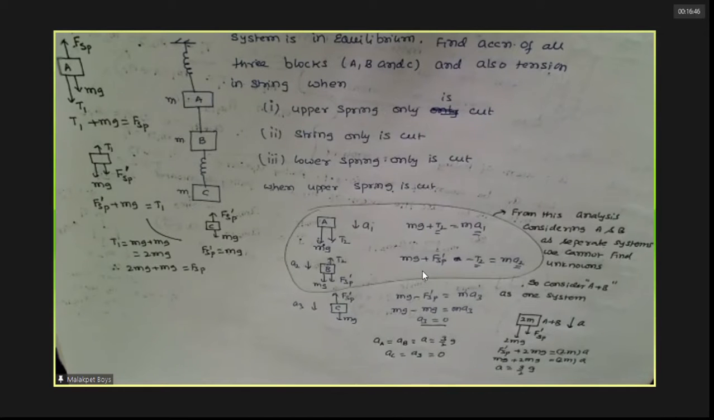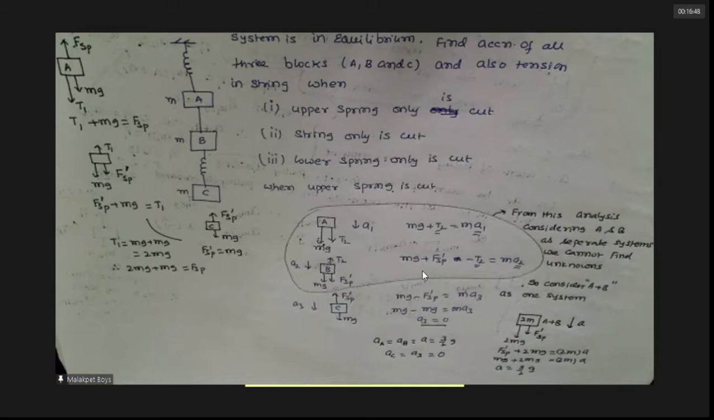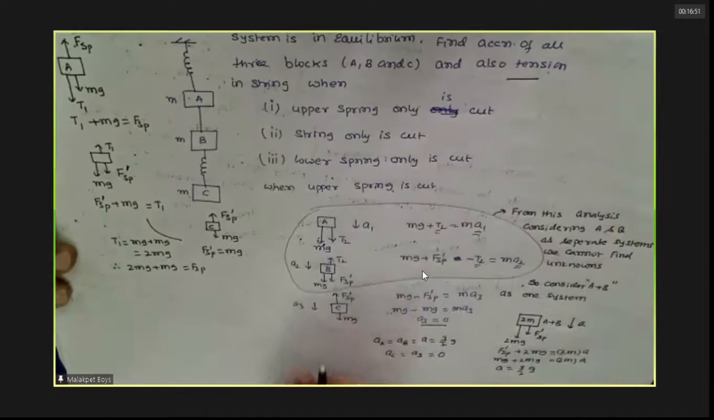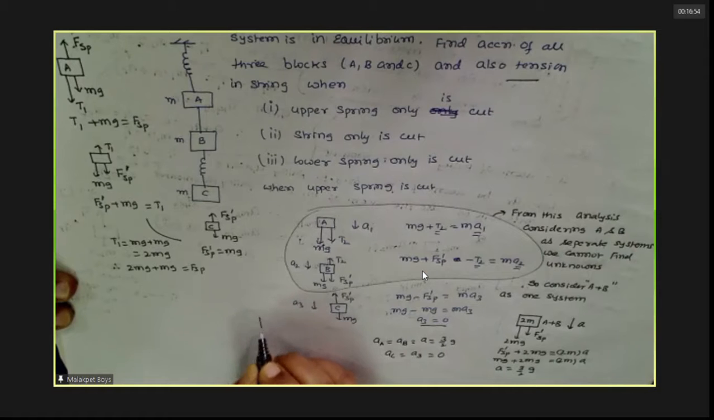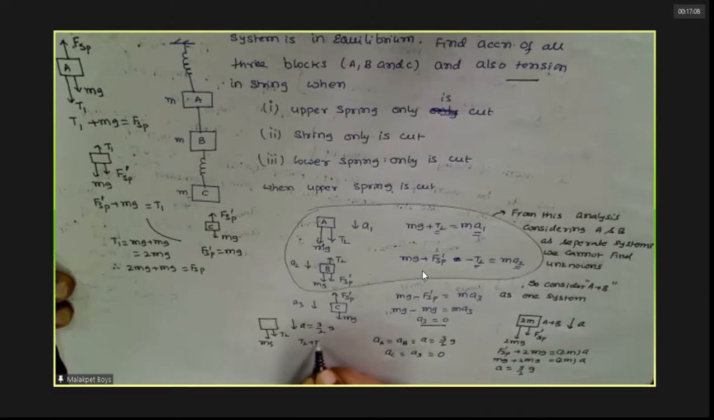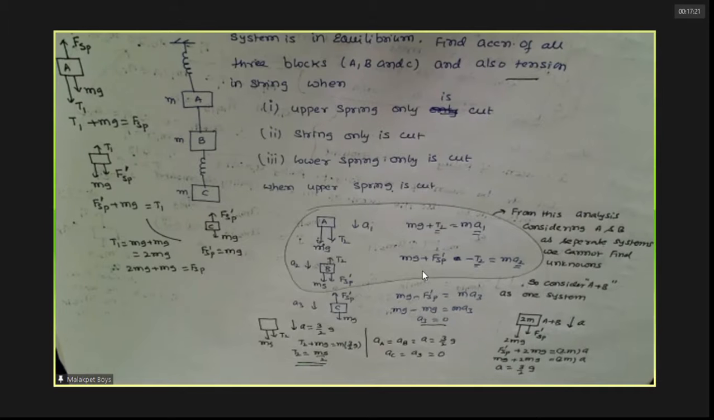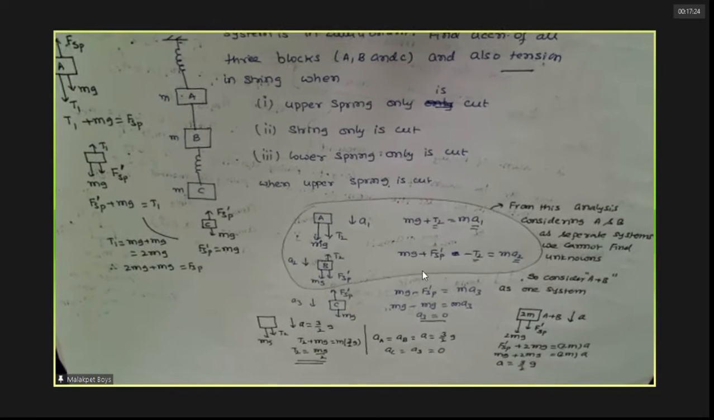Shall I turn this? Yes, sir. Now we have another thing also, no? Tension also. Now you want tension. Now you show A and B separately. This is T2, this is mg. This acceleration you are already getting, 3 by 2g. Now you can see T2 plus mg equals m into 3 by 2g, which gives you mg by 2. So tension also we found. Any doubt till here? No doubt, sir.